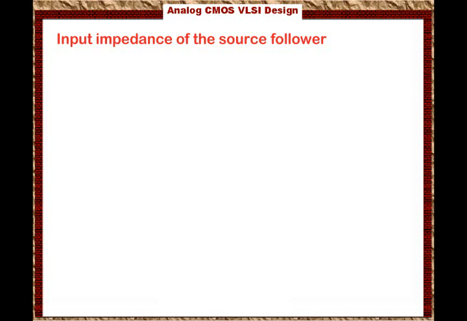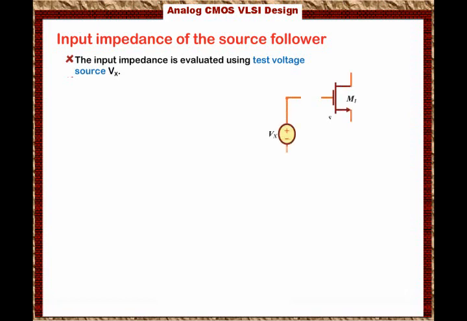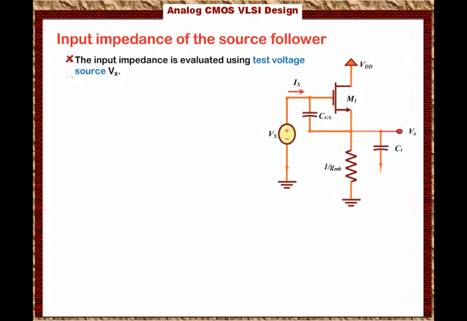The next thing we are interested in here is the input impedance of this source follower amplifier, the common drain amplifier. The input impedance is evaluated using a test source Vx. If you look at the circuit, we have Vx connected to the transistor M1, and over here we will make the capacitance CGS more dominating, and then we will include the body effect, so we will see 1 over GMB at the bottom, and then we have the load capacitance across the output, and the drain is connected to VDD.